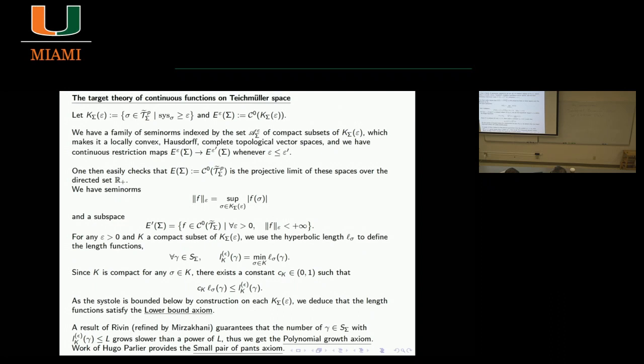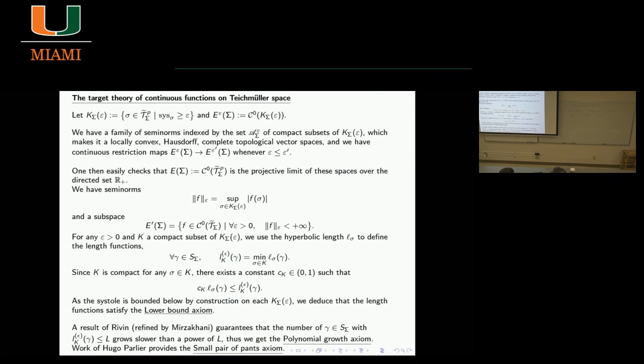And so then I have, of course, a family of semi-norms for each epsilon, which just consist of all the compact subsets of that set, and you take the supremum norm of the function on that compact subset. So for continuous functions, this will give you a complete Hausdorff locally convex topological vector space structure. And what we see is that when epsilon is smaller than epsilon prime, I have linear restriction maps from E epsilon to E epsilon prime. Very good. And so therefore, if I define E here to be continuous functions all over, that's actually the projective limit over R plus of the system.